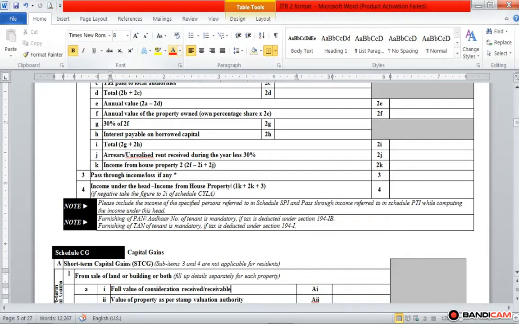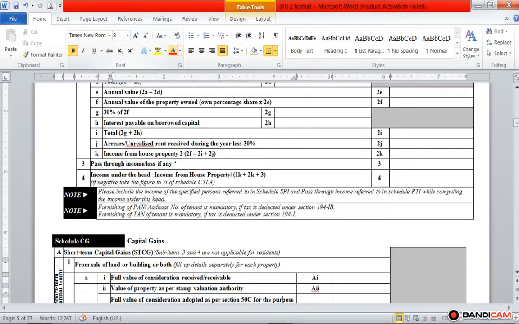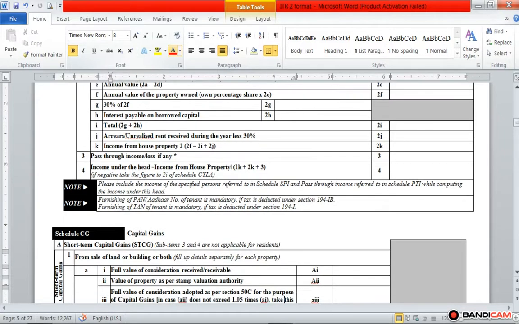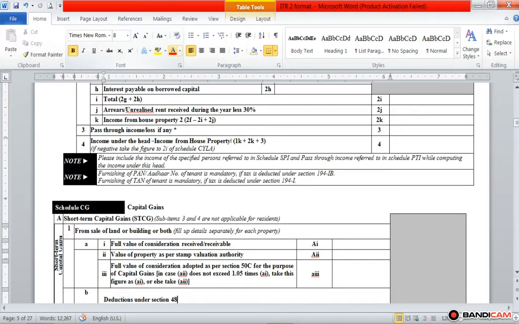Capital gain is divided into two parts, that is short term capital gains and long term capital gains. So first of all we discuss the short term capital gains. A is given, so we fill the information if provided by the assessee, that is short term capital gain.